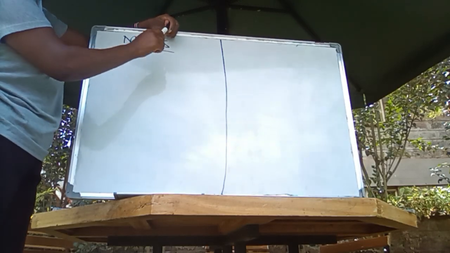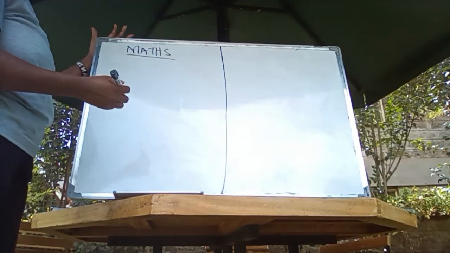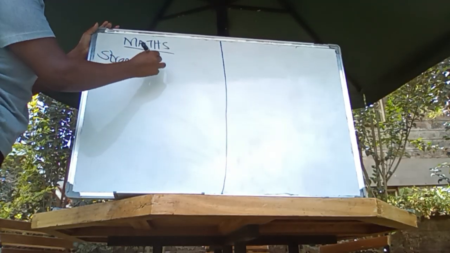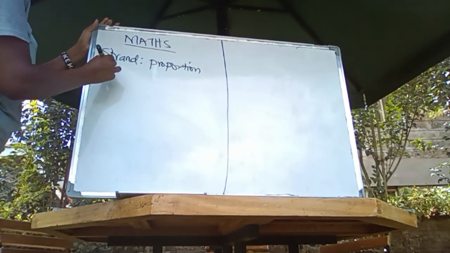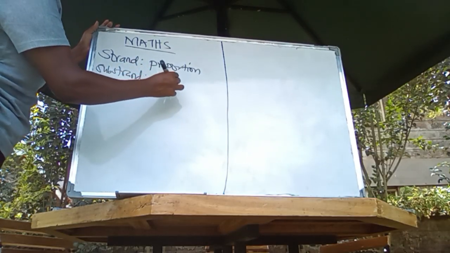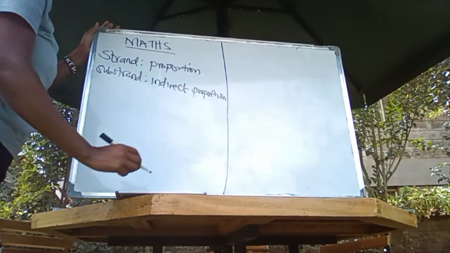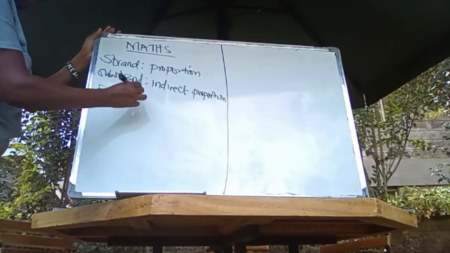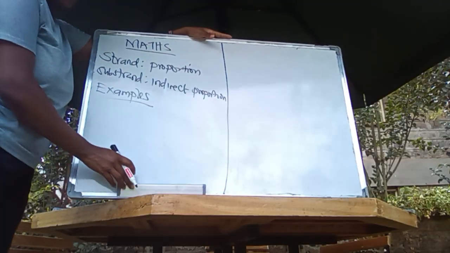Okay, today we are going to talk about proportion, and specifically indirect proportion. So our strand is going to be what? Proportion. And our substrand is going to be indirect proportion. Sawa. And we are going to do a few examples so that you understand better.